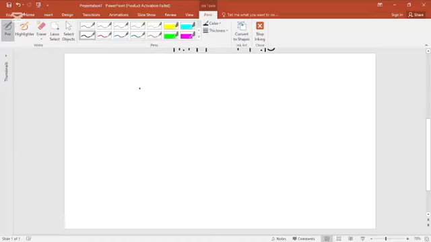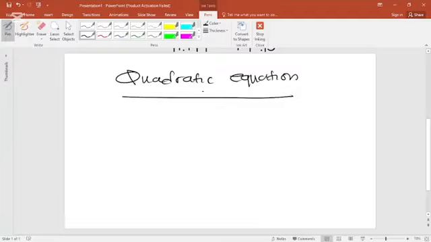Today I'm going to be teaching on quadratic equations. So we're going to be looking at quadratic equations. Okay, so what is a quadratic equation? A quadratic equation comes in this standard form. Okay, so this is the standard form for the quadratic equation.